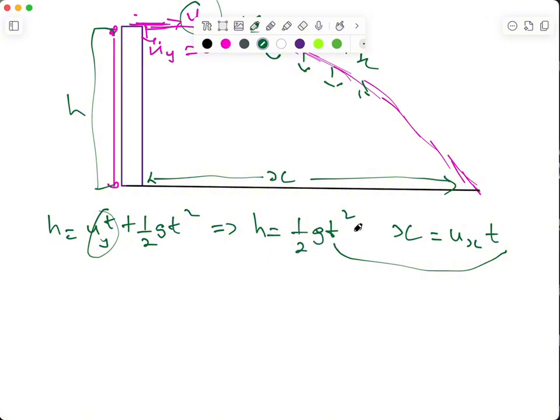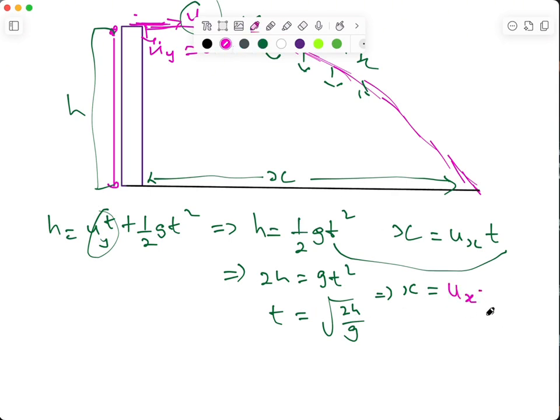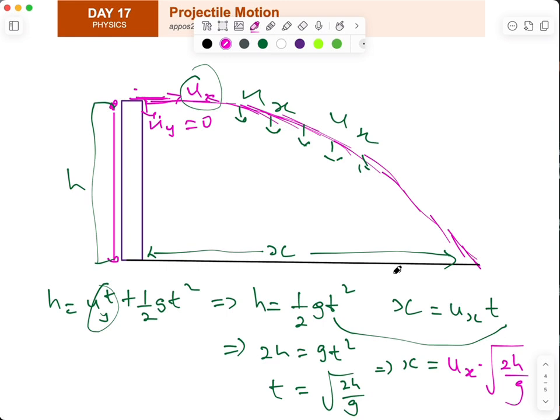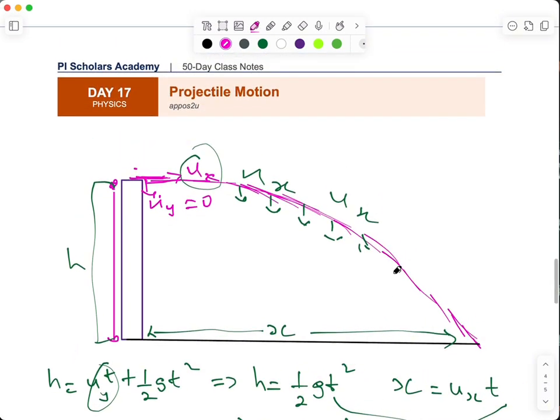So I can actually solve for t. This implies that 2h equals gt squared, and t is going to be the square root of 2h over g. Therefore, x is going to be equal to ux multiplied by, what is t now? The square root of 2h over g. So this is what you use whenever you launch a projectile horizontally from a certain level.